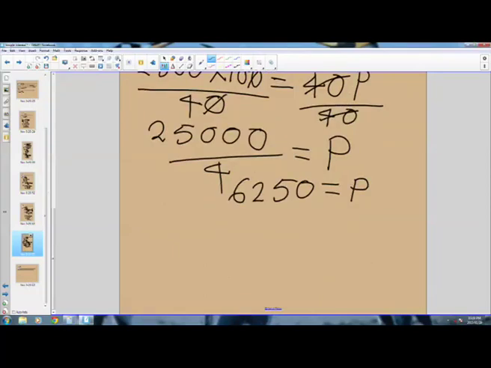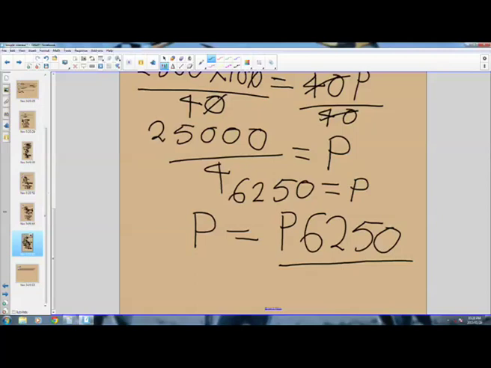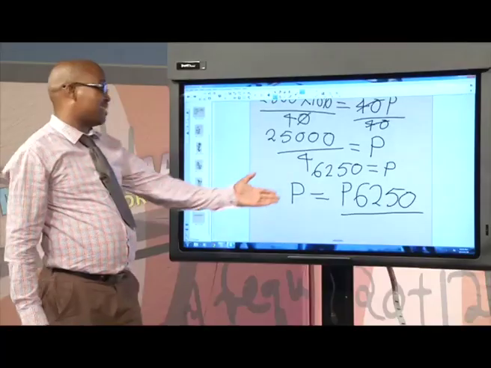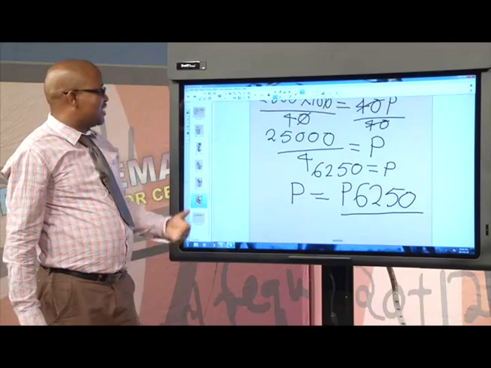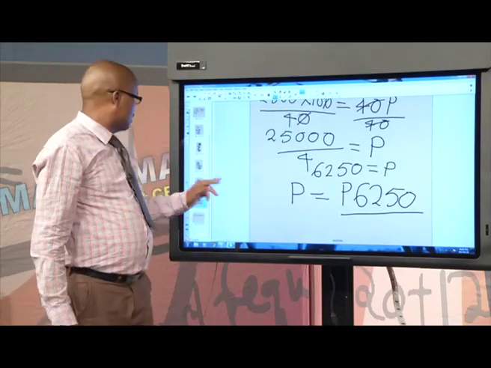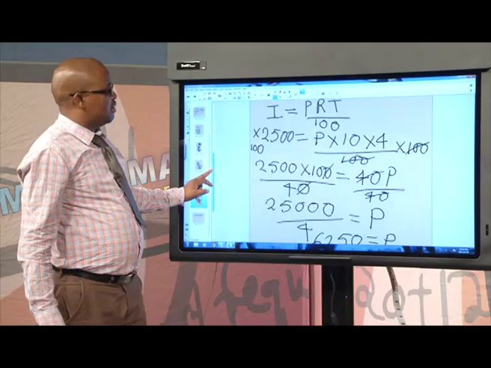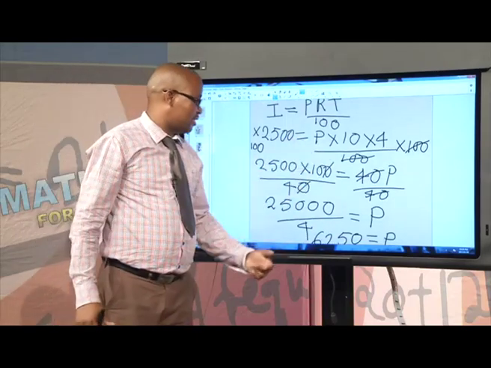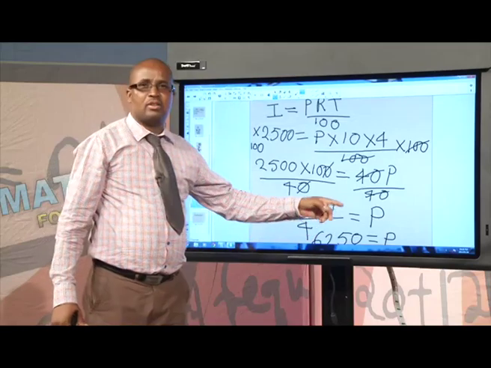This simply says to us, the principal amount P is equals to 6,250 pula. This is what you were expected to calculate. 6,250 pula. This is the principal amount that will earn an interest of 2,500 at 10% per annum for 4 years.